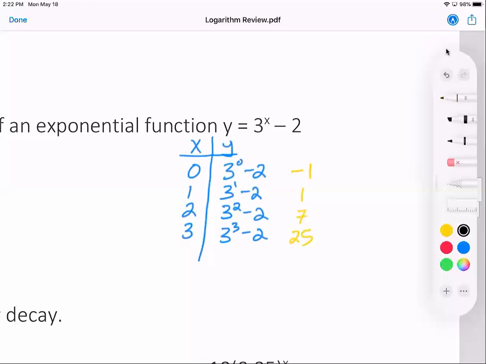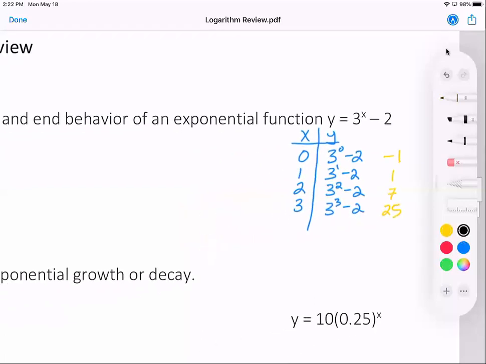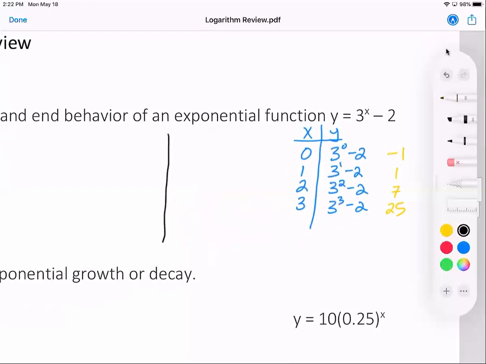So a quick sketch so we could think about the end behavior and such, and the domain and range. We have x and y. Maybe I'll have a little scale. 0 comma negative 1 is right about there. 1 comma 1 is right about there. 2 comma 7, and 3 comma 25. Oh boy, way up there somewhere.